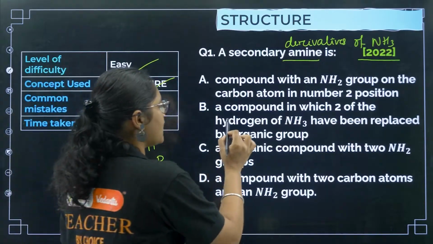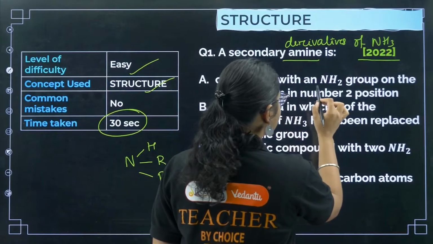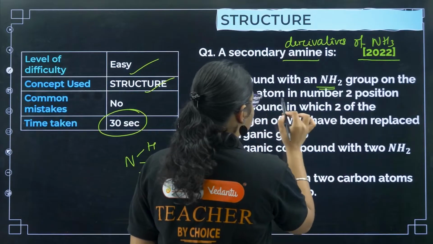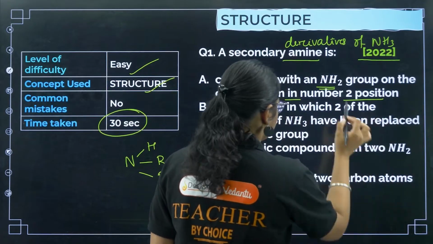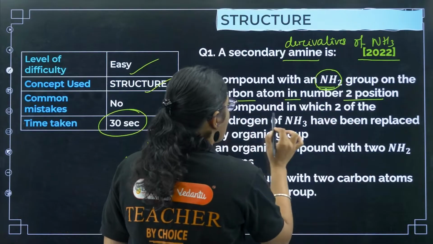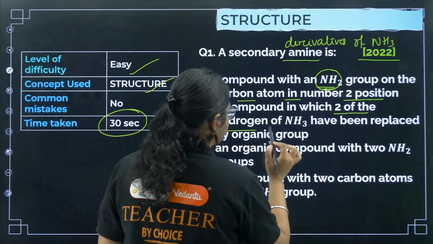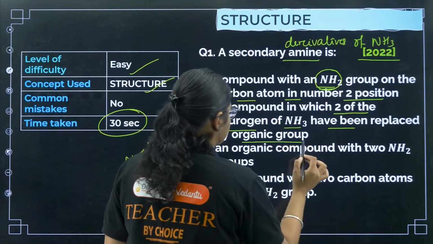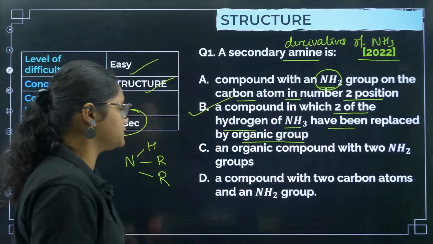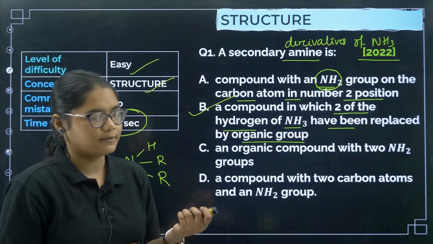You can see a compound with an NH2 group on the carbon atom in the second position. No, the NH2 group should not be there. A compound in which 2 of the hydrogens of the ammonia have been replaced by the organic group. Yes, this is the correct option, that is option number B here.